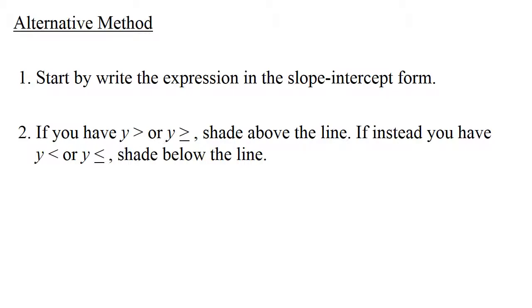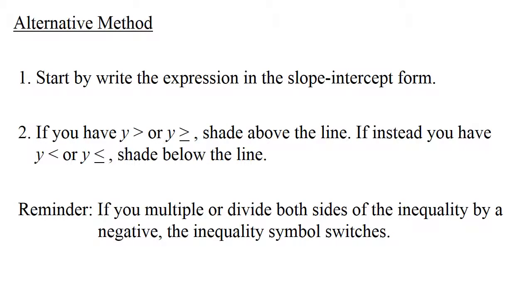In the process, if we end up with y is greater than, or y is greater than or equal to, that's going to tell us to shade above the line. And if you get y is less than, or y is less than or equal to, you're going to shade below the line. Again, the difference between greater than and greater than or equal to is whether the line is dashed or solid, respectively, and likewise for less than or equal to. One thing to keep in mind while you're solving for y: if you multiply or divide both sides of the expression by a negative, the inequality symbol switches.